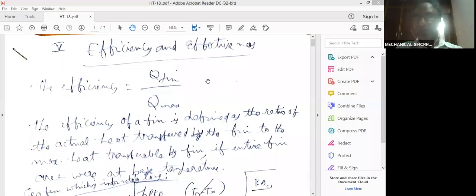Today we'll discuss efficiency and effectiveness of the fin. All of you join now. I will complete this efficiency and effectiveness today. We'll go for the next topic in the next class. Efficiency and effectiveness.